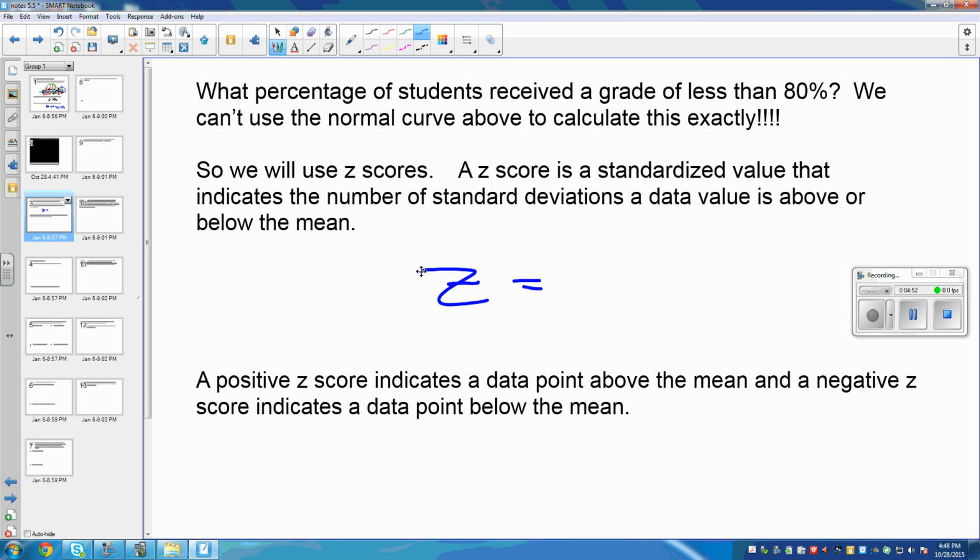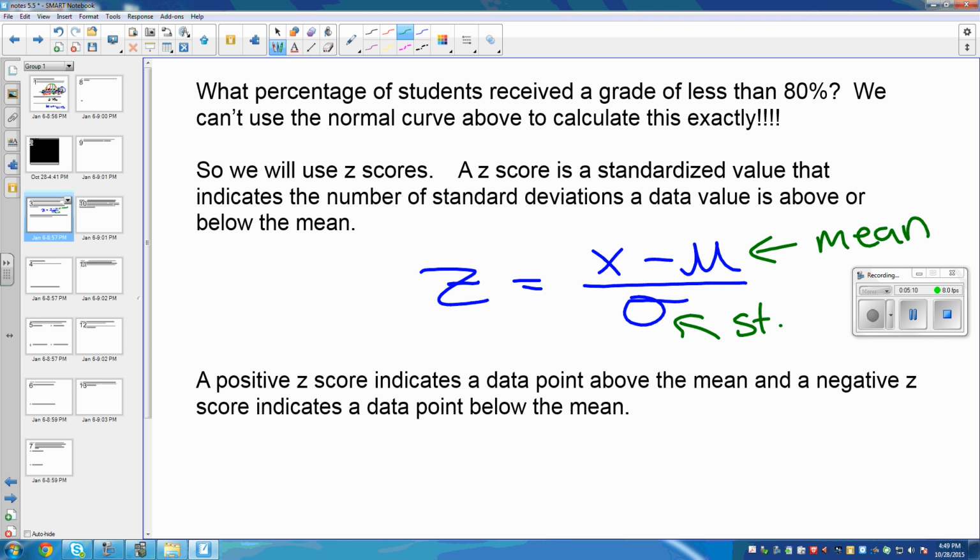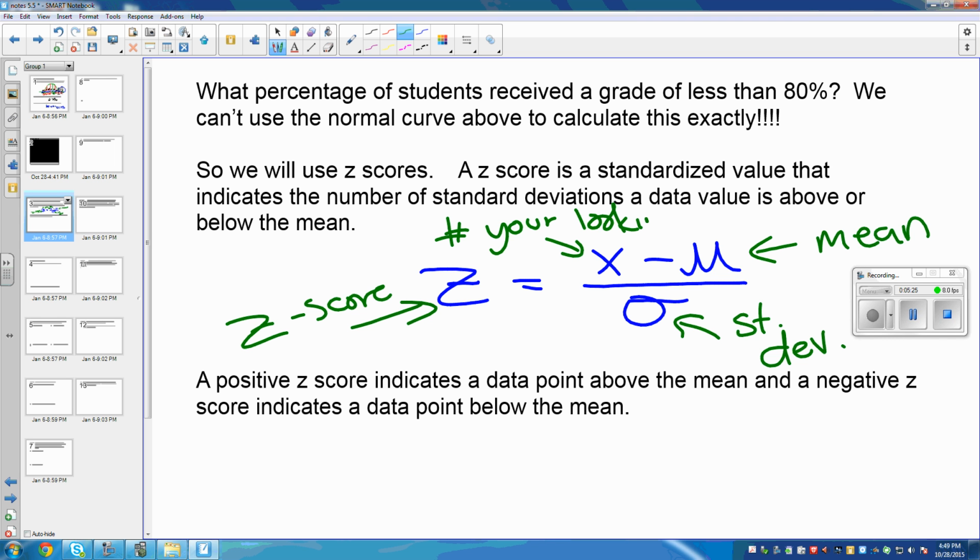Okay? And we know that mu, that's just another way of saying mean. This sigma, that's the standard deviation, this z stands for z-score, okay? And x, this is just the number you're looking at. So in this case, in our question above, 80% would be our x value. Okay. If you end up with a positive z-score, that means your data point is above the mean. If you end up with a negative z-score, it indicates that the data point is below the mean.